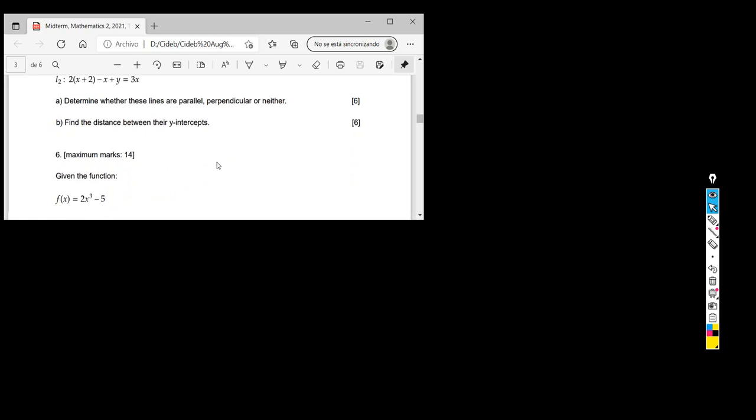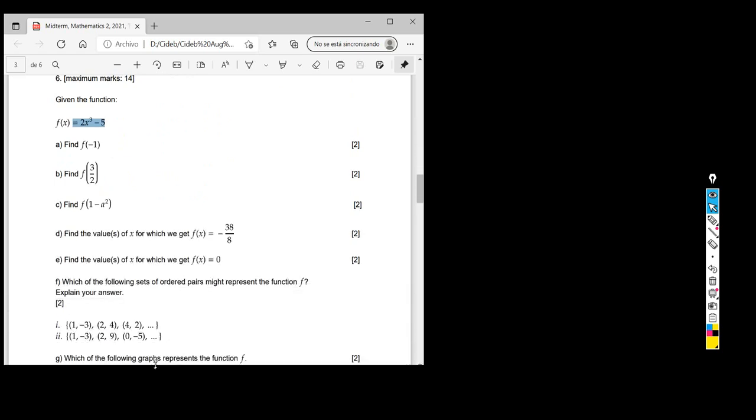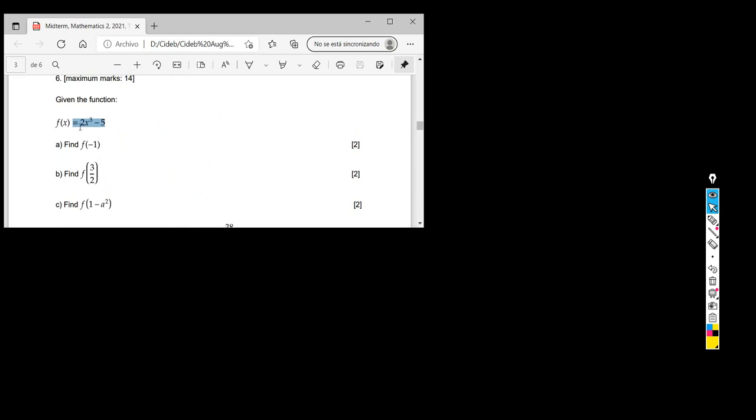Problem number 6. Given this function, find several things. Okay, so this is a very simple problem. This is a function. Problem number 6: f of x equals 2x to the cube minus 5, and question A is find f of minus 1.